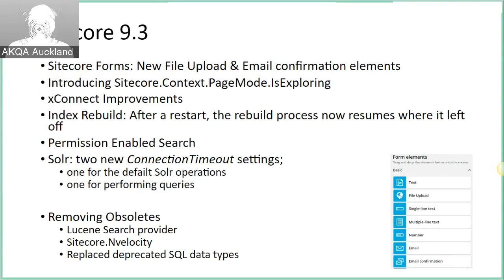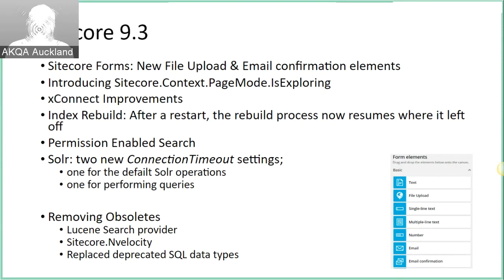So in permission enabled search, in the content data, how many of you click on the content data search and search for some items? Previously, even though you were not given access to those items, they would still be listed in the results. Now it will take all the security into consideration. If you don't have permission for an item, it will not be fetched in the results as well.